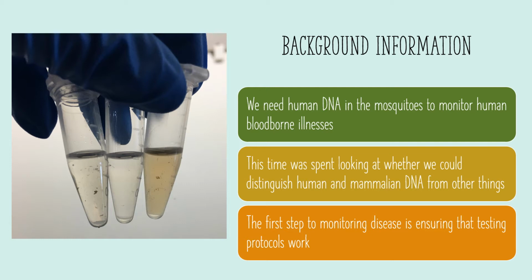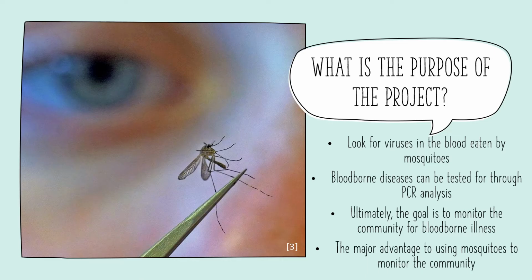So before we can monitor human blood-borne viruses, we first need human DNA in the mosquitoes. This summer was spent looking at whether we could distinguish human DNA from other mammalian DNA from various other DNA, since the first step in monitoring the community for blood-borne viruses is ensuring that our protocols work. Overall, the purpose of this project is to look for viruses in the blood eaten by mosquitoes, which can be identified through PCR analysis so that we can randomly monitor our community for these blood-borne diseases.